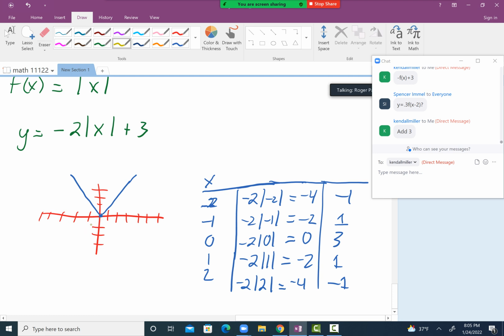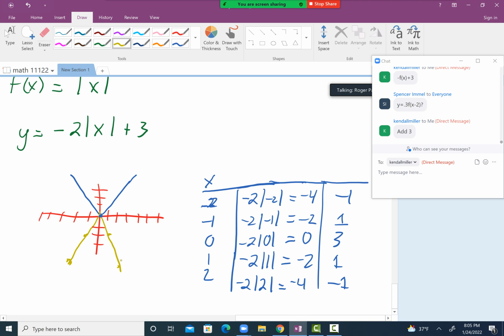So then instead of it being up here, it's going to reflect it, but it's going to reflect it and stretch it. So 1 is going to become 2, and 2 is going to become 4. So this is going to be a vertical stretch. Now that's only the first part of this, right? So there's my vertical stretch.